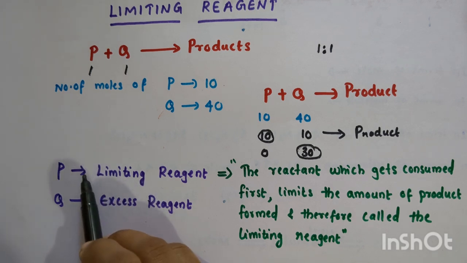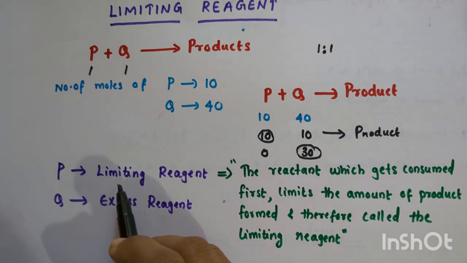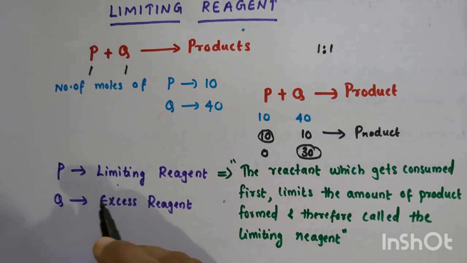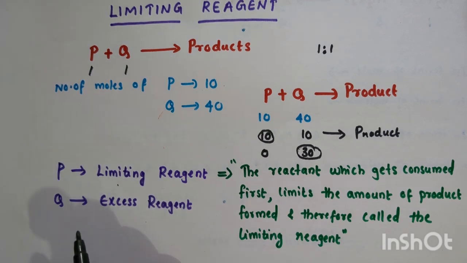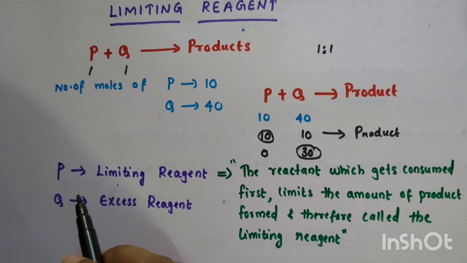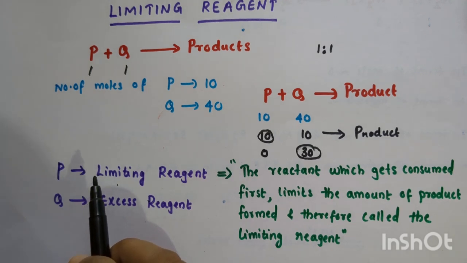So here this reactant P is the limiting reagent, and this reactant Q is the excess reagent. So in this video we have discussed the concept of limiting reagent. I hope it is clear to you.